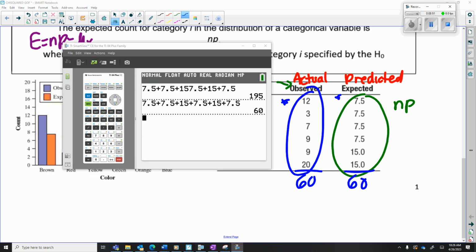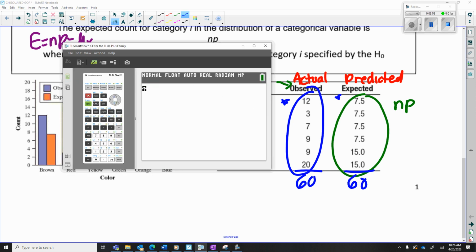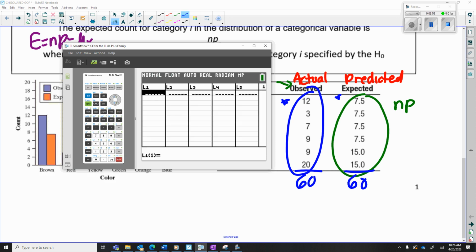So before we move on, what we're going to do is we're going to enter our data in our list. We're going to clear our list, and then we're going to press Stat Edit, and in L1 we're going to enter the observed data, and in L2 we're going to enter the expected data. So the observed data is what actually happened. So we're going to enter 12, 3, 7, 9, 9, and 20. And then the expected is what we predicted was going to happen. So those are going to be more similar to each other because they were all the same percents, 12.5, 12.5%, 15, 15. Okay, so once we have that, we're going to move on here.